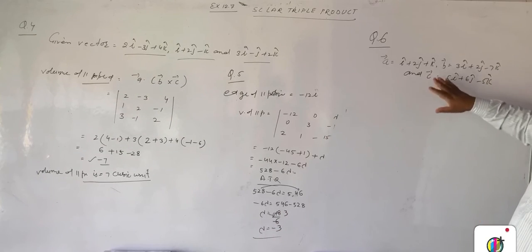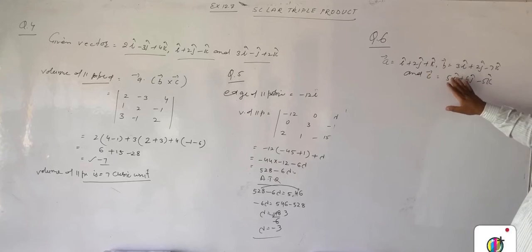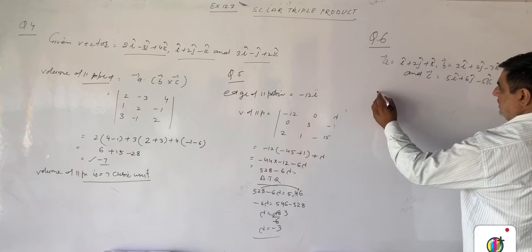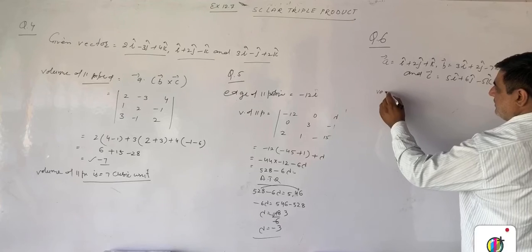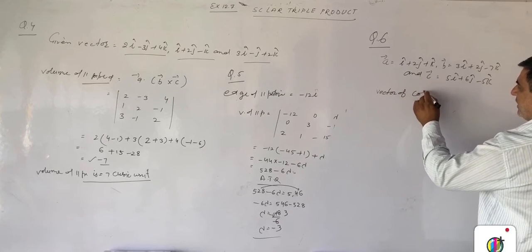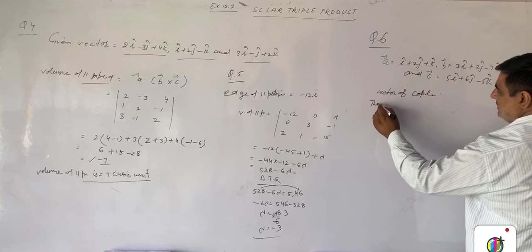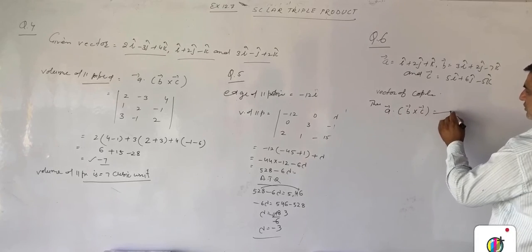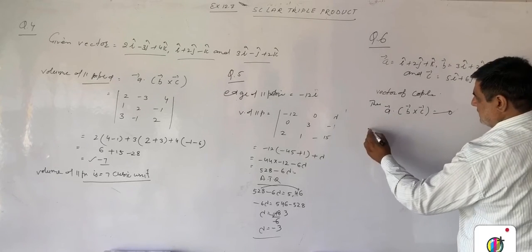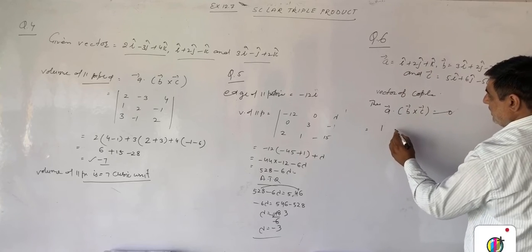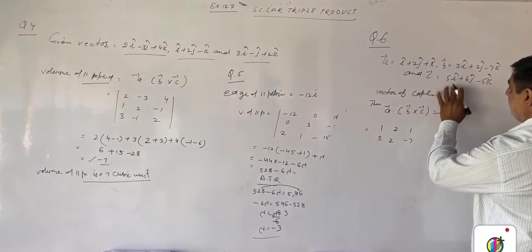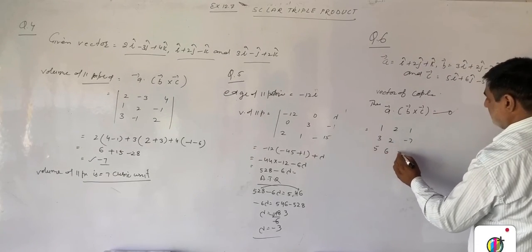Here vector A is equal to this, with B and C. Now if the given vectors are coplanar, we find the triple product equal to 0. Now if the given vectors are coplanar, then vector A dot vector B cross C equals 0. Now here the components of vector A are 1, 2, 1. The components of vector B are 3, 2, -7. And the components of vector C are 5, 6, -5.